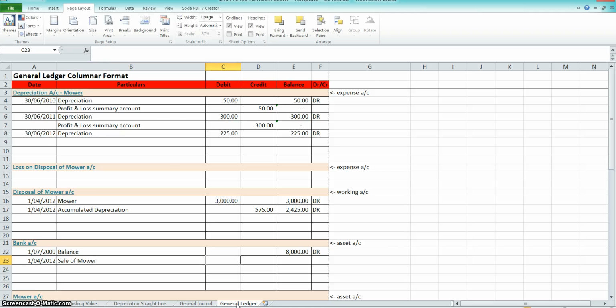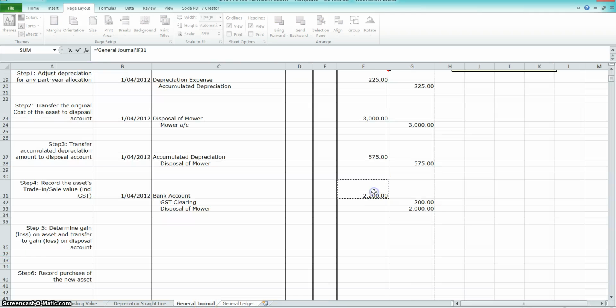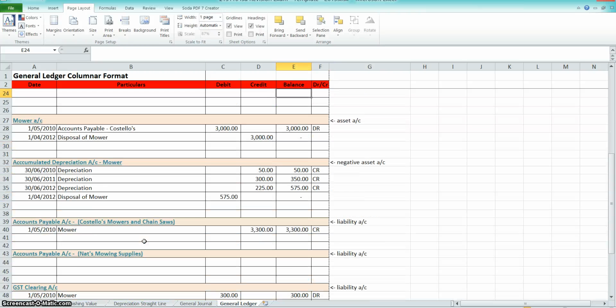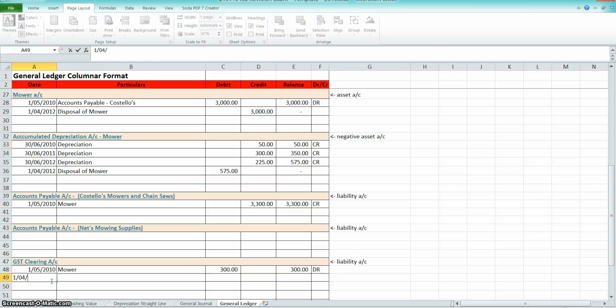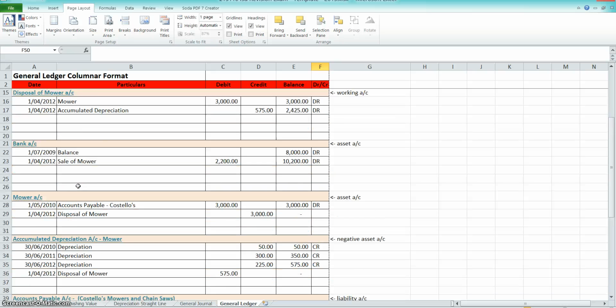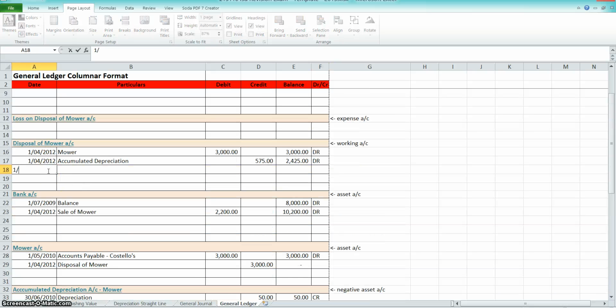Sale of mower, and we received $2,200 for it. Add to our balance. We go down to our GST clearing, 1st of April 2012, and we put in the credit $200 for GST, to a $100 debit now in that account. And then finally we'll put the last $2,000 into our disposal of mower account.